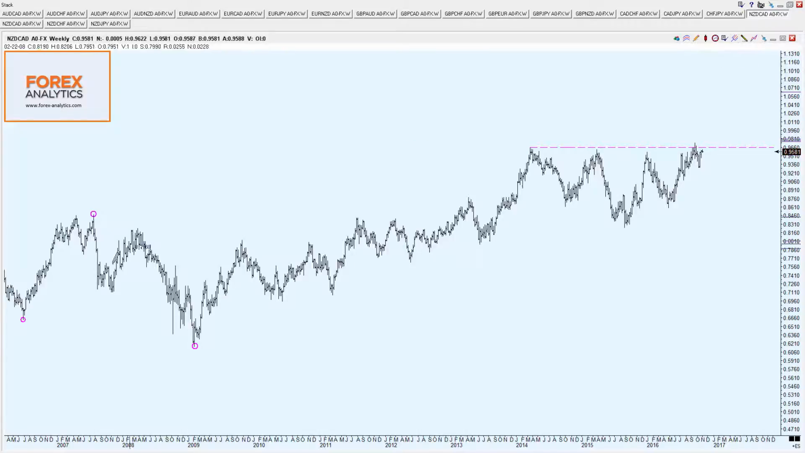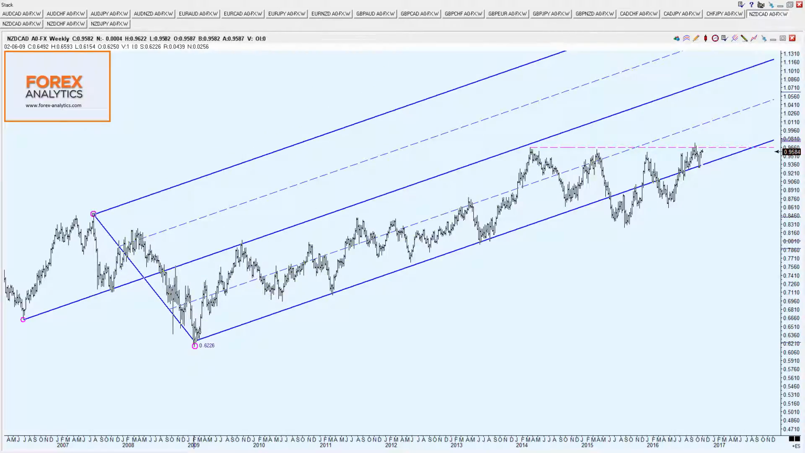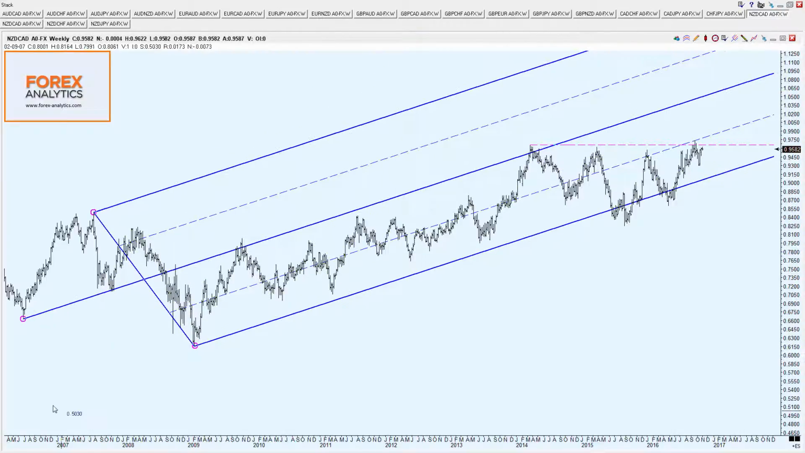What I've been doing, or what we've been looking to do, is go much longer than that, go back quite a long way. This is Kiwi CAD going back to 2006, and this is a chart that I've been watching since then, or pretty much since then. Actually, about 2010 I've been looking at it, well before my service started.